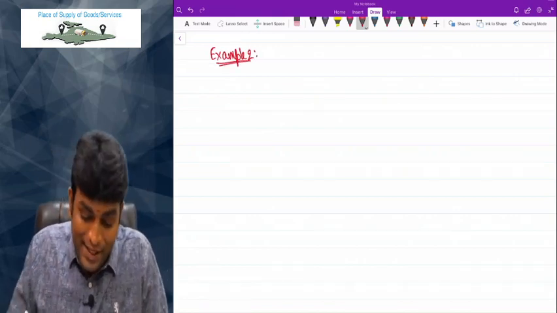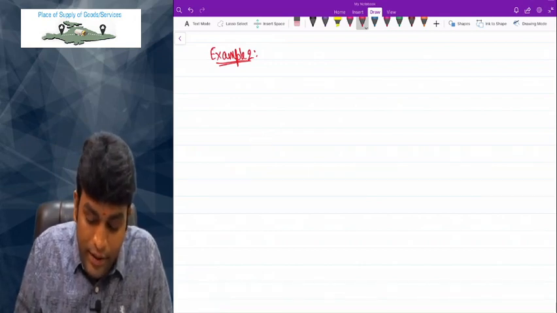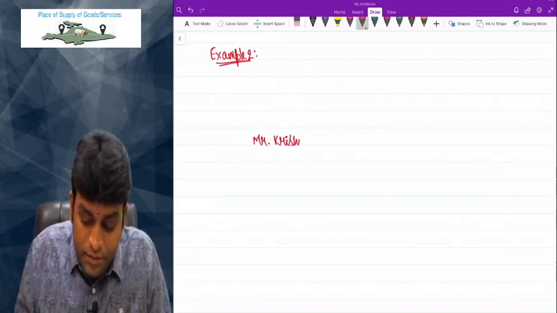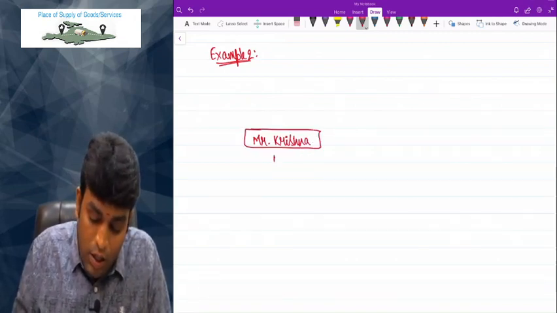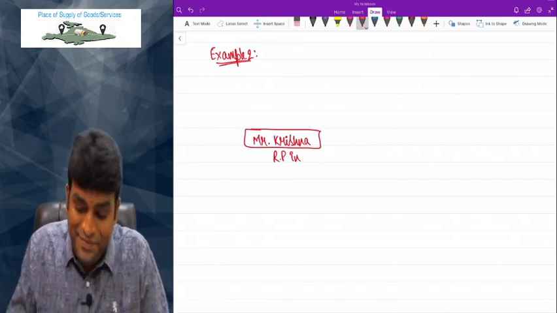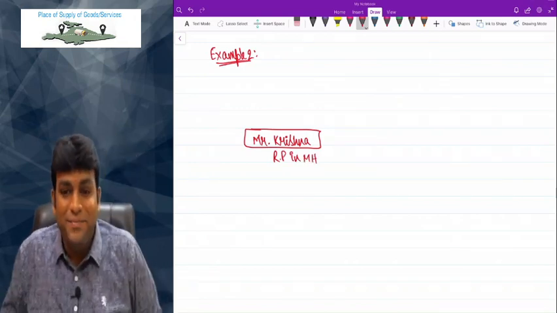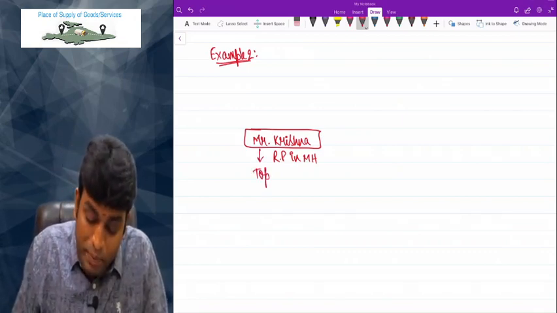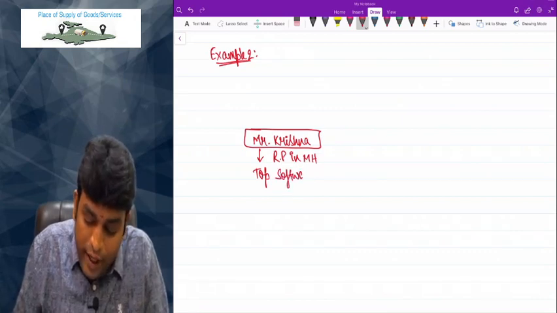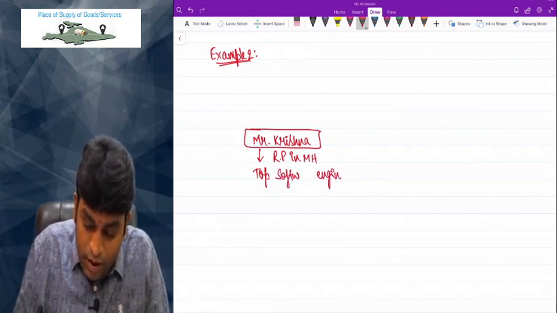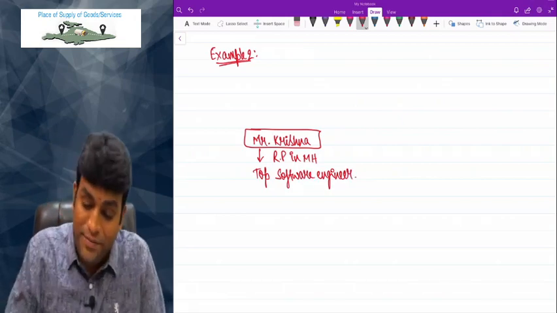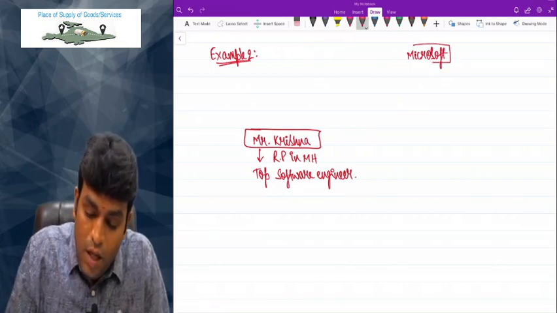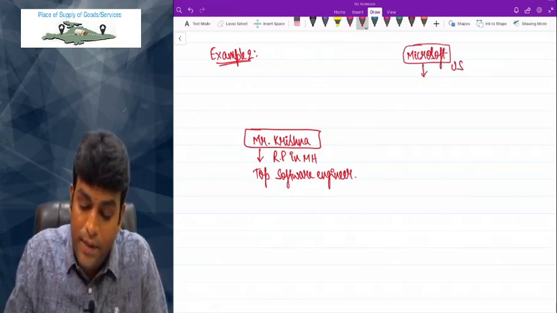Example 2. So let's say there is one person called Mr. Krishna, who is basically a registered person in Maharashtra. He is basically a registered person in Maharashtra, and Mr. Krishna is one top software engineer. He is one top software engineer. And then there is, my dear friends, Microsoft, which is in US.